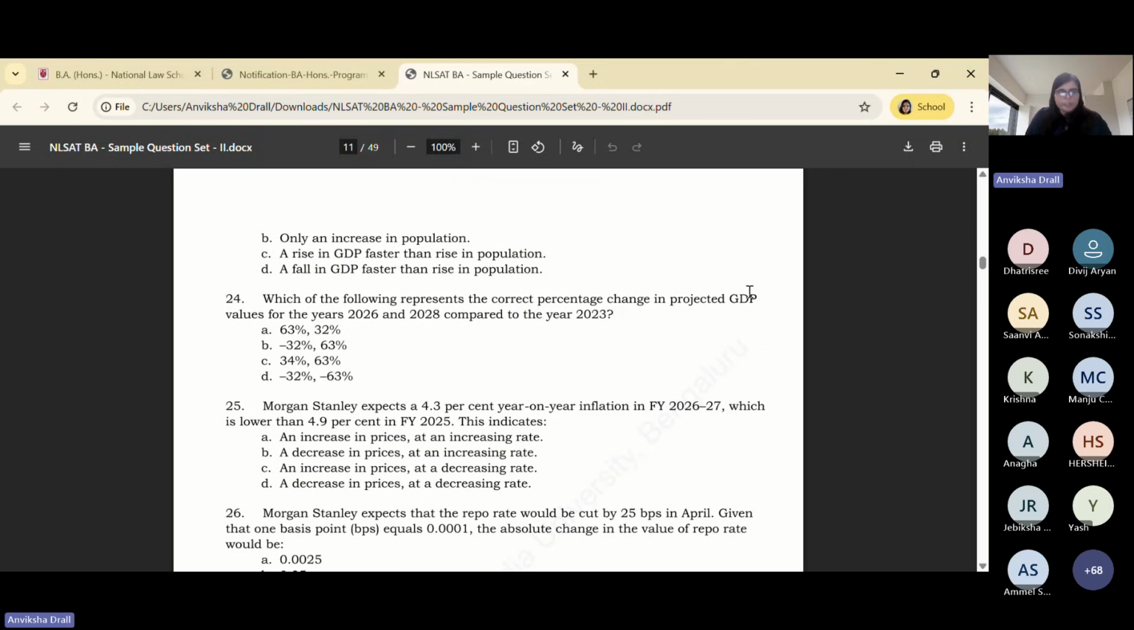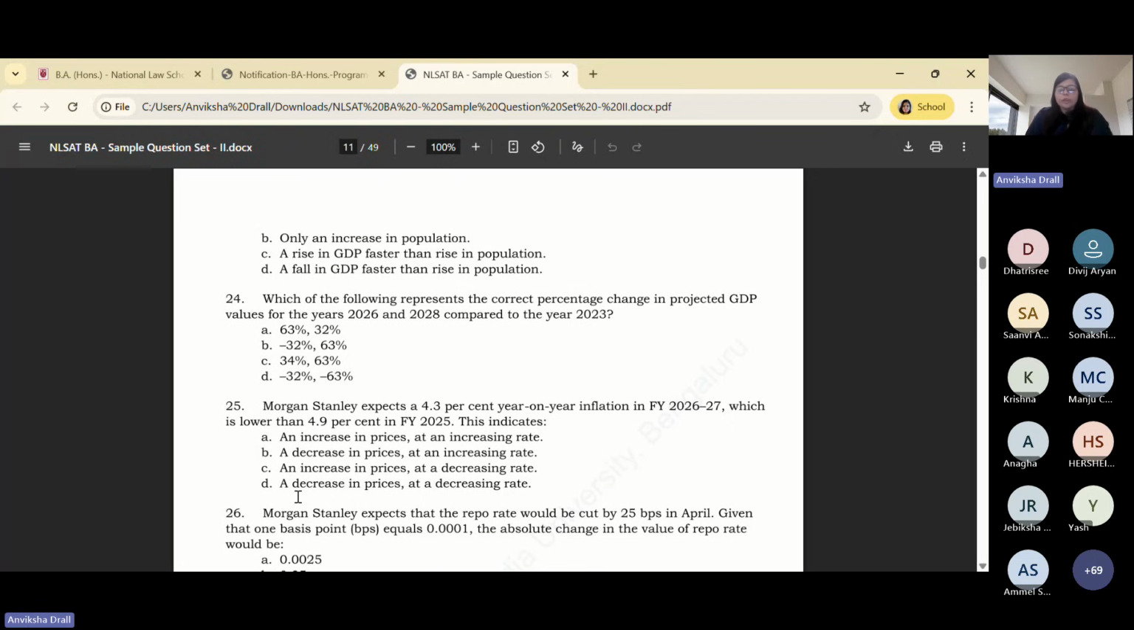So how do you interpret it? Four options are given, and all the options are related to price changes. So one is whether your prices are increasing or decreasing, and second, whether the increase or decrease in prices is happening at an increasing or decreasing rate. Since the inflation rate is positive, that clearly indicates that your prices are increasing. So anyhow, options B and D are ruled out.